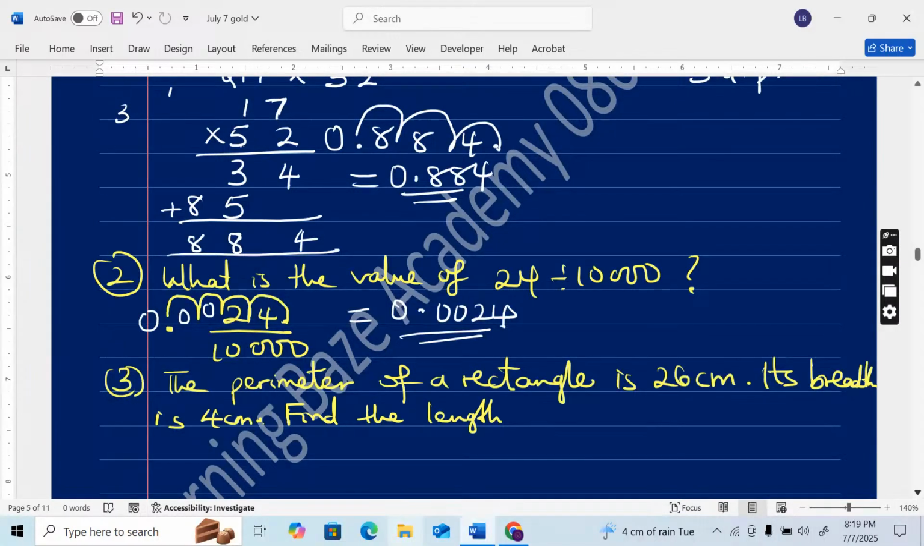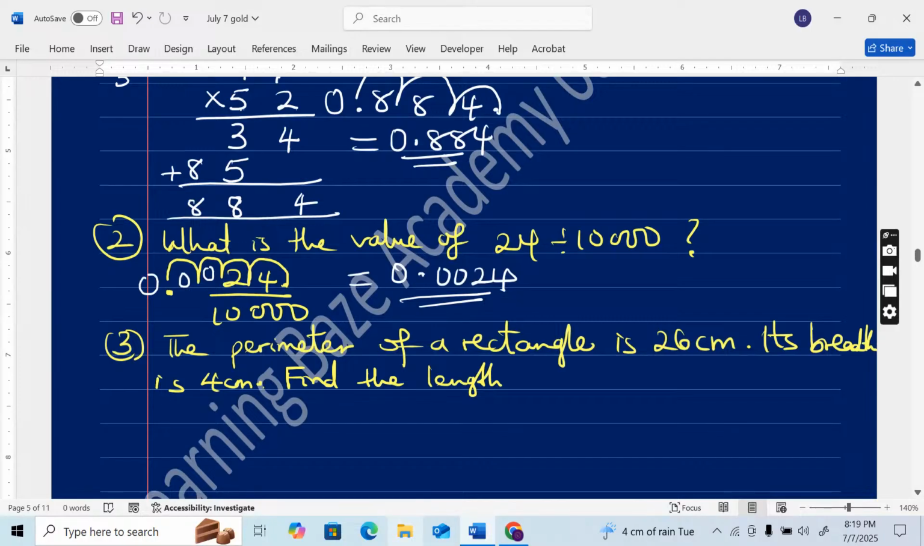All right. So what do we have in the question? Pay full attention, everyone. Now, what do we have in the question? We have the perimeter. Perimeter is equal to 26 centimeters. We have the breadth. The breadth is equal to 4 centimeters. We need to find the length.